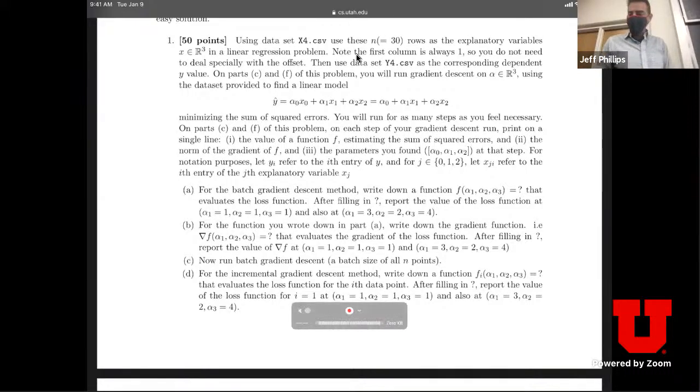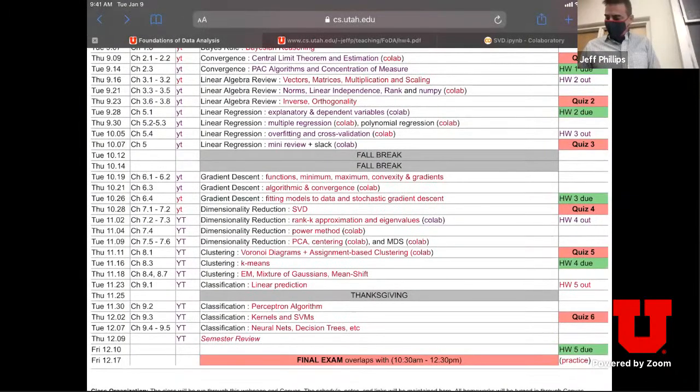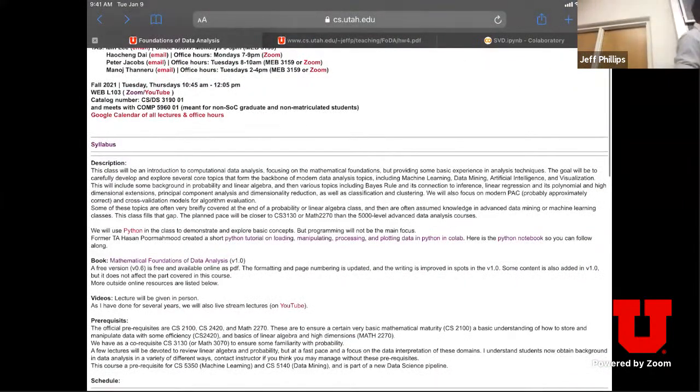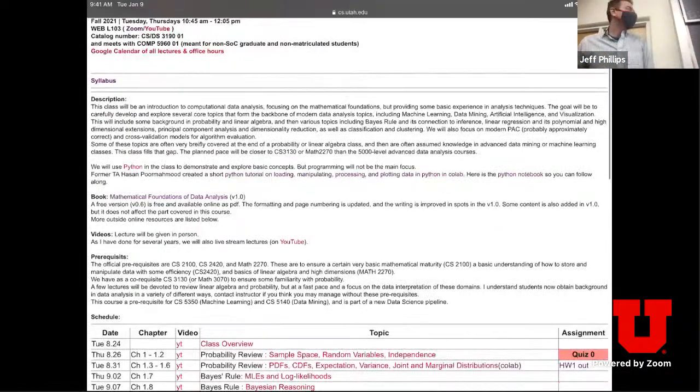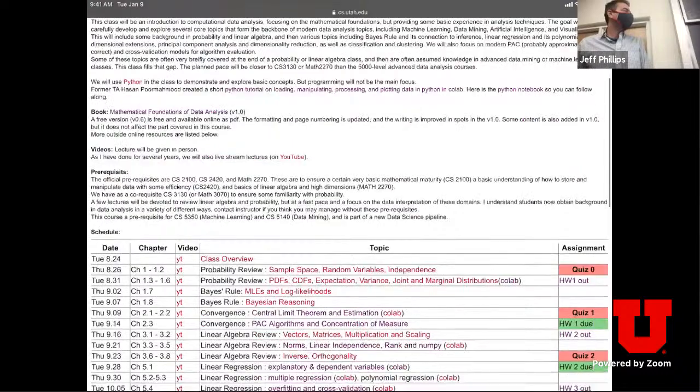Again, if you have trouble working out the details of the Python, the tutorial linked here might be helpful, but hopefully you figured out how to do all those components in the previous homework already. But okay, great. So that's where we are in the schedule.